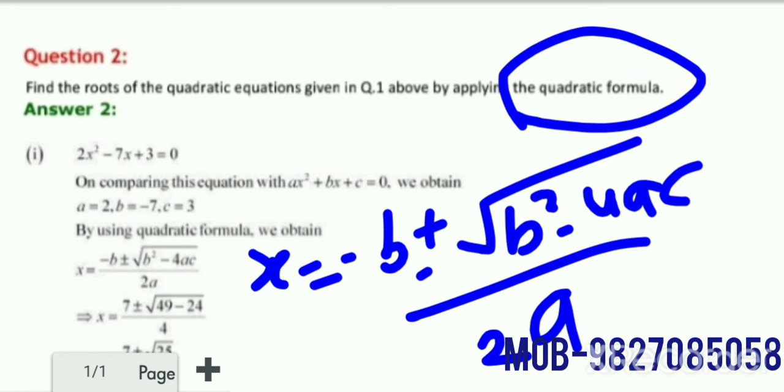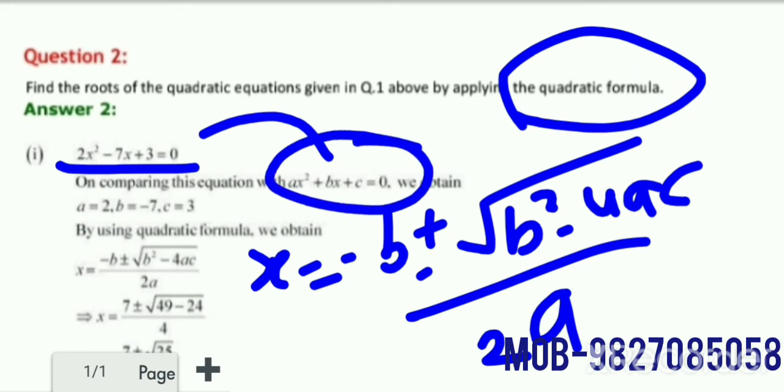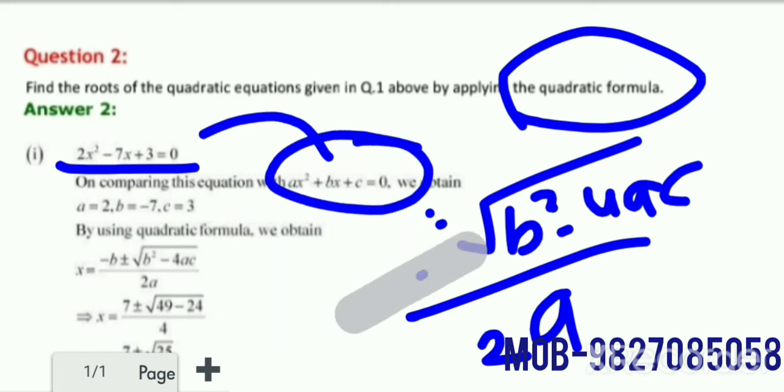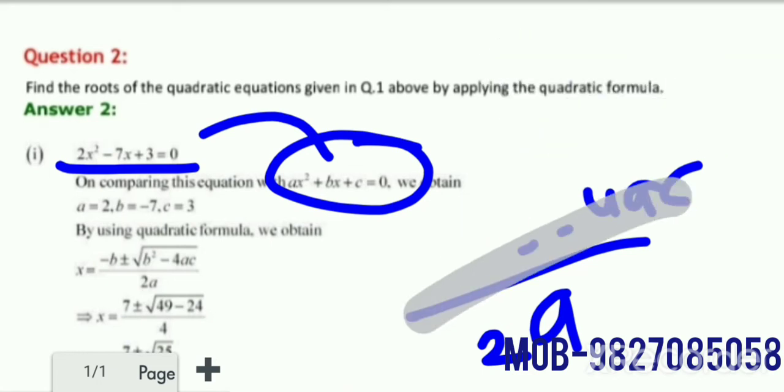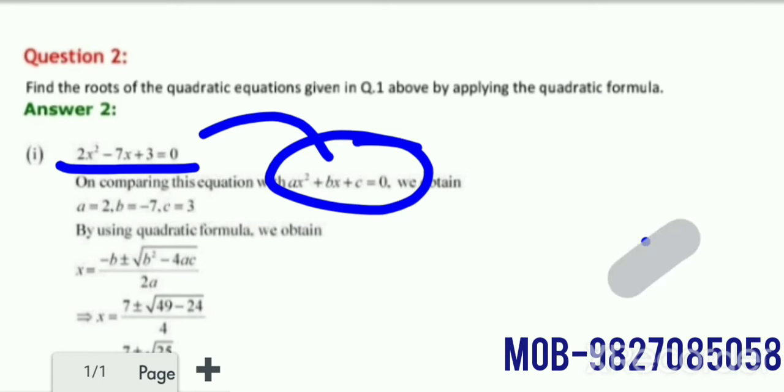Before using the quadratic formula, we have to compare the equation with the quadratic equation. Okay, so here the quadratic equation is ax square plus bx plus c is equal to 0. When we compare these equations, so we got the value of a is equal to 2, value of b is equal to minus 7 and c is equal to 3. Now put the value of a, b, c in the quadratic formula.